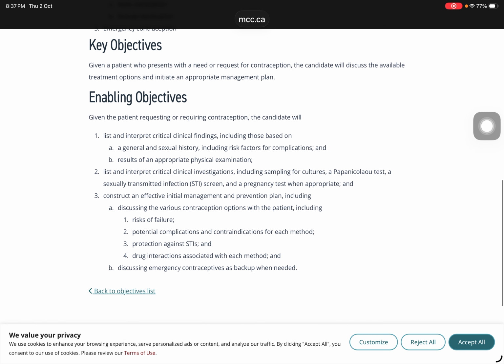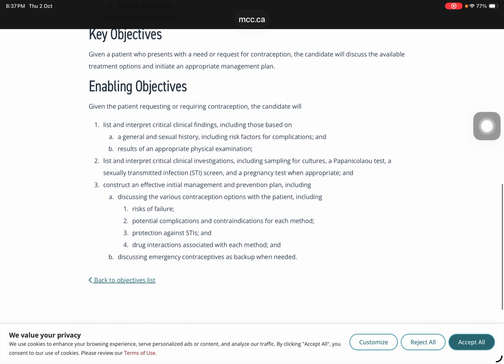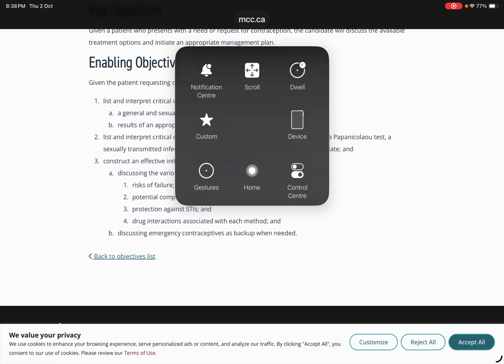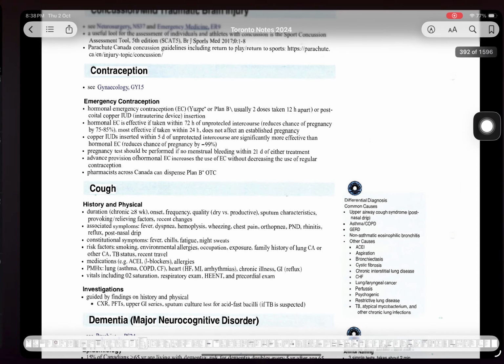General sexual history, risk factors for complication, results of an appropriate physical examination that you'll do, critical clinical investigations like pap smear, cultures, STI screening, and pregnancy tests when appropriate, effective initial management plan, prevention plan, and risk of failures, potential complications, contraindications of each method, protection against STI and drug interaction associated with each method, and discuss emergency contraception as a backup when needed. So let's open Toronto Notes now, and then we'll study it.